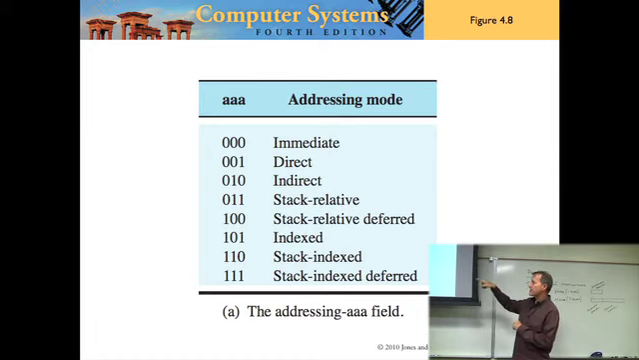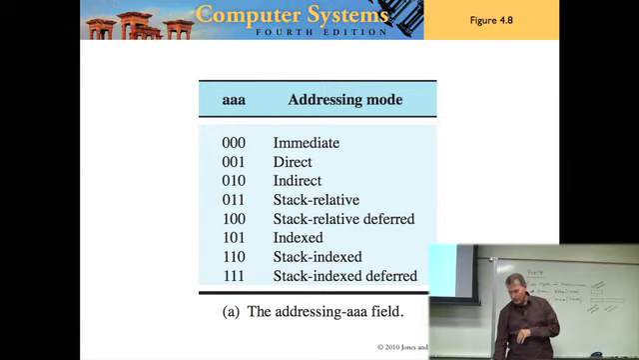Now, each one of these addressing modes, we're going to learn what they do. We're going to learn what all of this stuff does eventually. Right now, the only thing we have to learn how to do is identify the field and look up from the table what it is. Are you with me? Is everybody clear? So if the AAA field is 000, that means immediate addressing. If the AAA field is 001, that means direct addressing, and so on. So we've got direct, stack relative, stack relative deferred, indexed, stack indexed, stack indexed deferred. We will learn what all of those mean in the course of the course. Does everybody see how to read the AAA field?